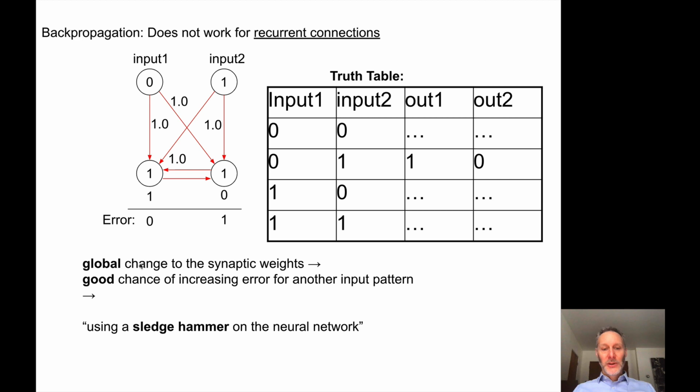Whenever we're trying to do this global change or make a change to all the synaptic weights, there's a good chance that we actually might be able to reduce the error here. But because we're making so many changes, we might actually break something that's already working, which is this neuron. So there's a good chance that we might increase the error for another input pattern or at a different neuron. In essence, when we apply the backpropagation of error algorithm to a neural network with recurrent connections, it's like using a sledgehammer on the neural network. We're forced to make huge changes.